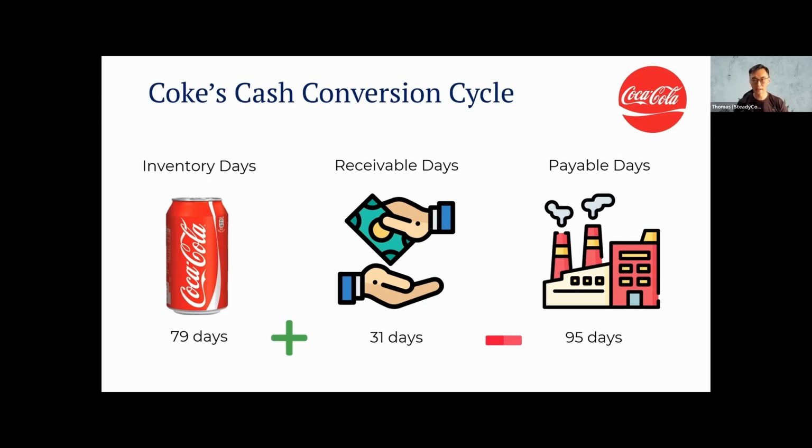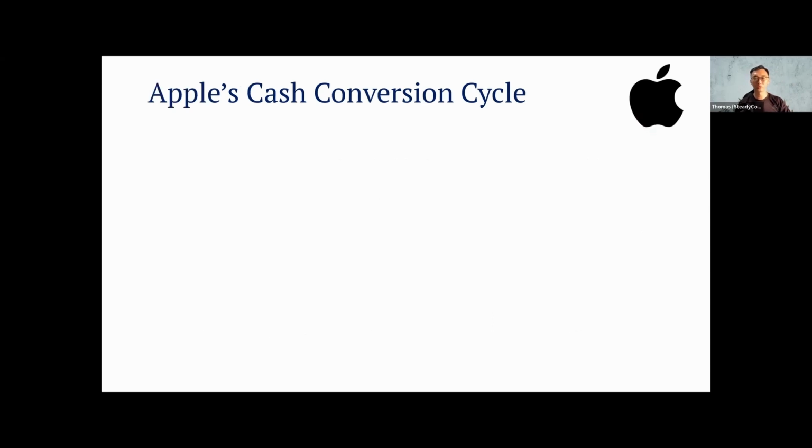Can you calculate the cash conversion cycle for me and let me know in the chat box? What is Coca-Cola's cash conversion cycle, right? It's actually quite straightforward, but just to practice the muscle. 15 days, right? So Sam, Ravi, thank you. So 15 days.